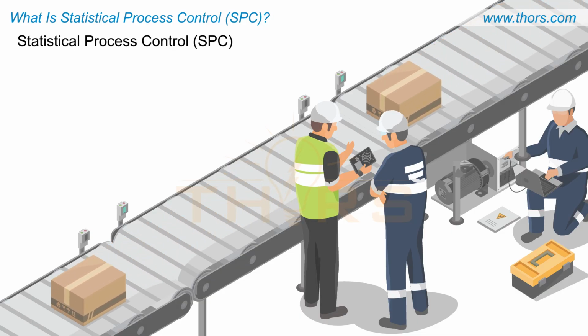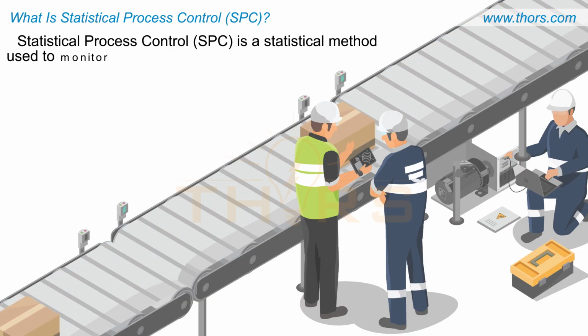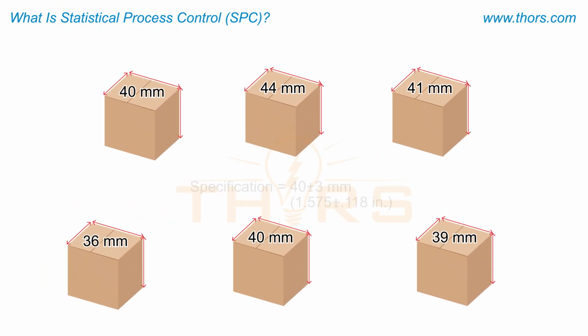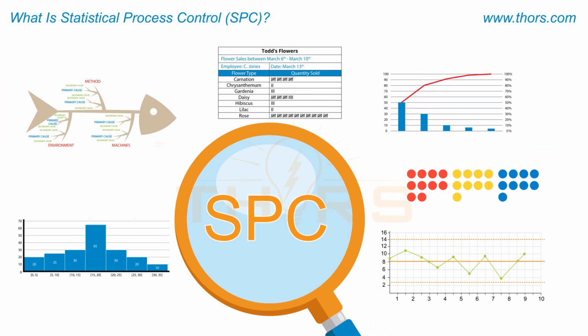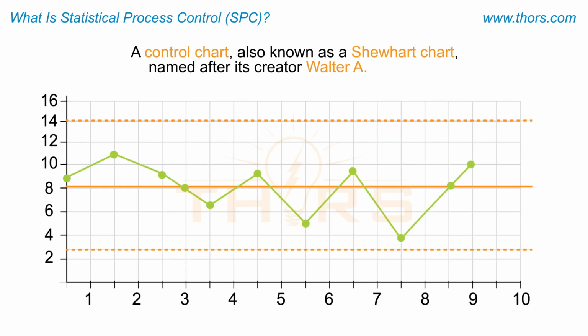Statistical Process Control, or SPC, is a statistical method used to monitor and improve the performance of a process. Variations in a process cause inconsistencies that affect the performance of the process. SPC uses a set of tools to detect the variations in a process so that necessary corrective actions can be adopted to reduce them.